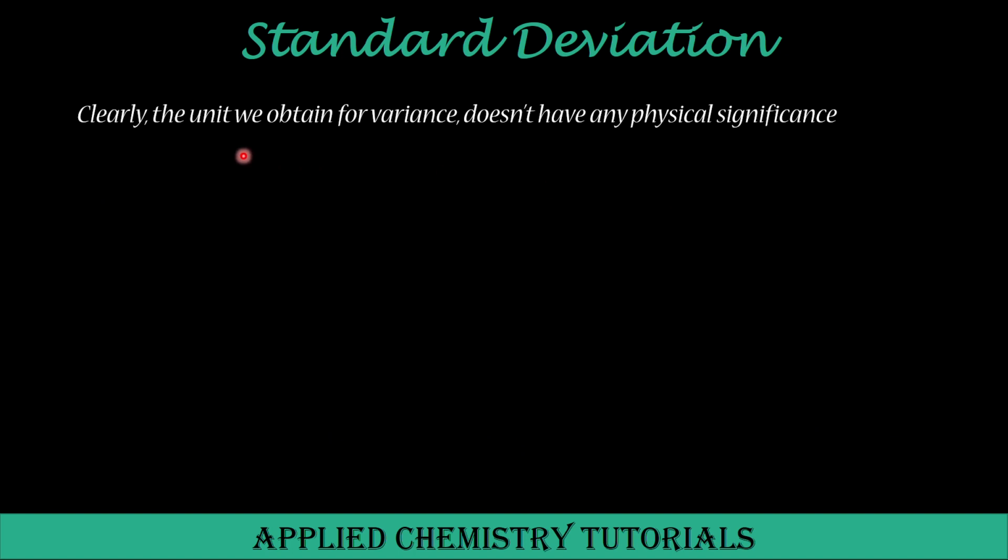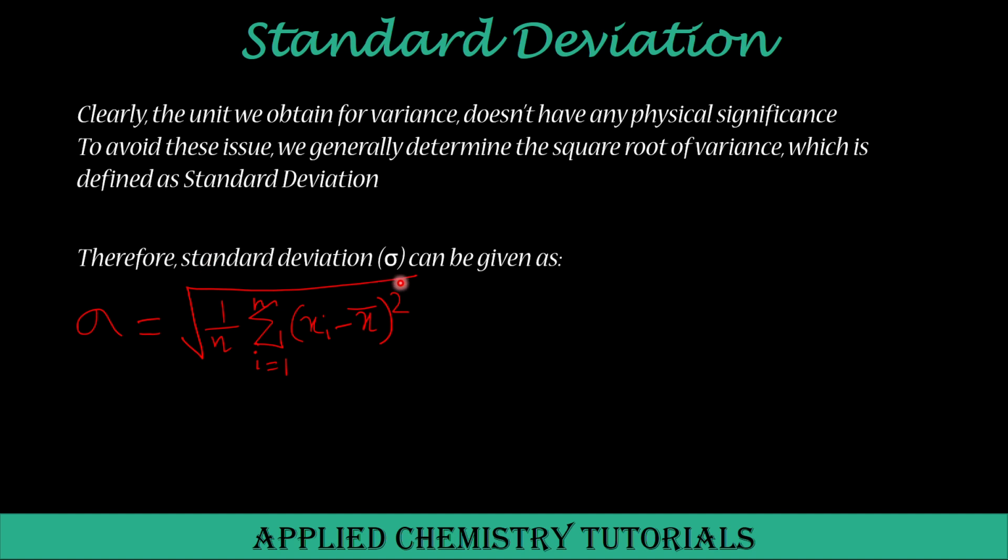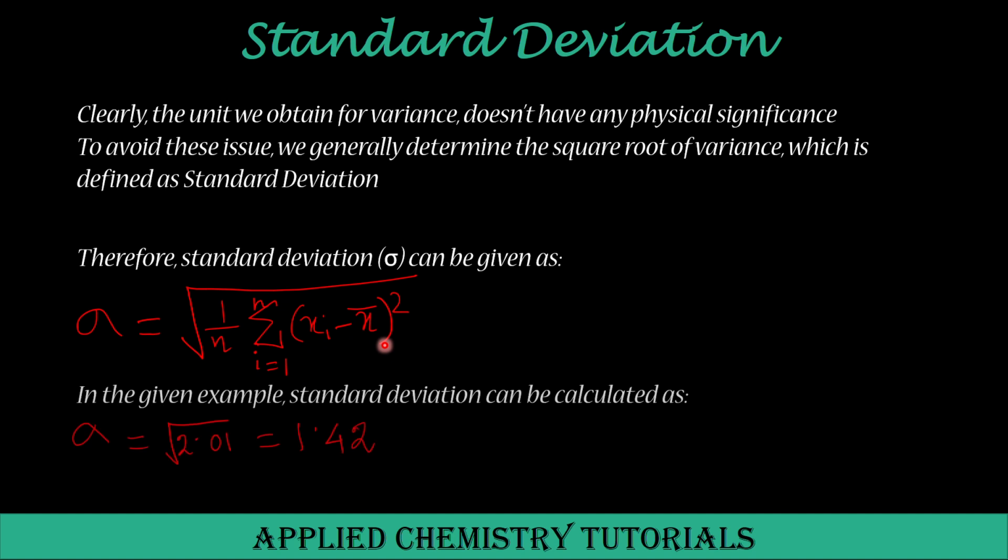So for standard deviation calculation, the main point was that for variance we cannot have such a unit which has any physical significance. So to avoid this, we can take the square root of the variance, which is defined as the standard deviation. Therefore the standard deviation sigma can be given as sigma equals root over of 1 by n summation of i equals 1 to n, (xi minus x bar) whole square.